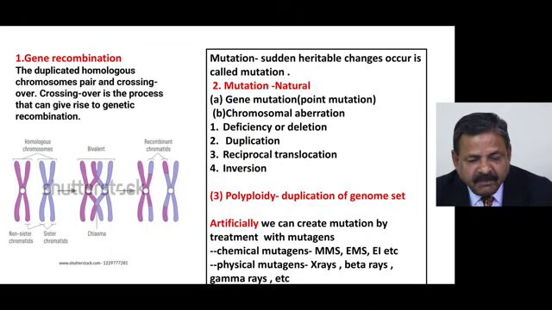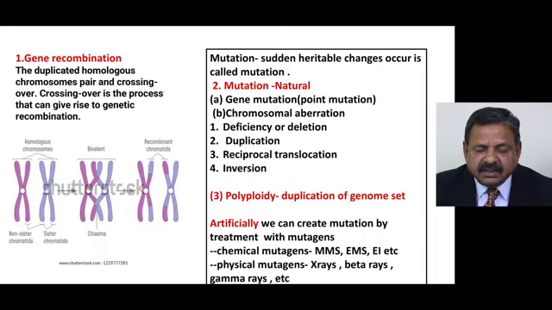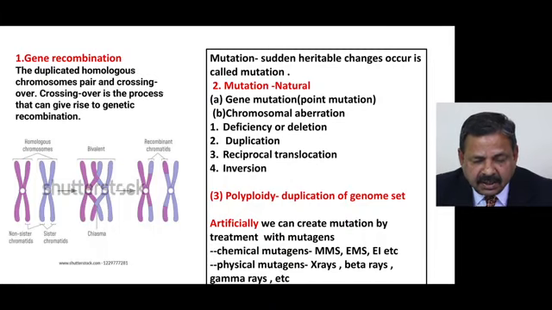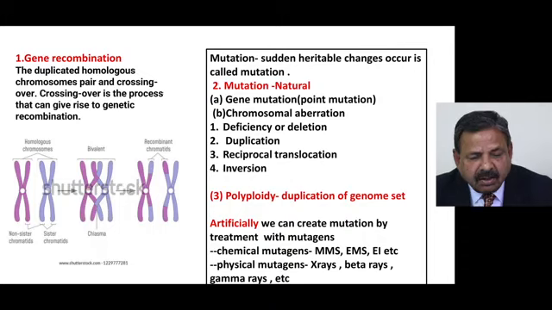So in this way, when the genetic constitution changes, definitely a variation will come out, and that variation is of inherent nature, because that variation is of genetic nature. So it will transmit from parents through the offspring, or from parents through the progeny. So this is one natural cause of the variation, that is the gene recombination.